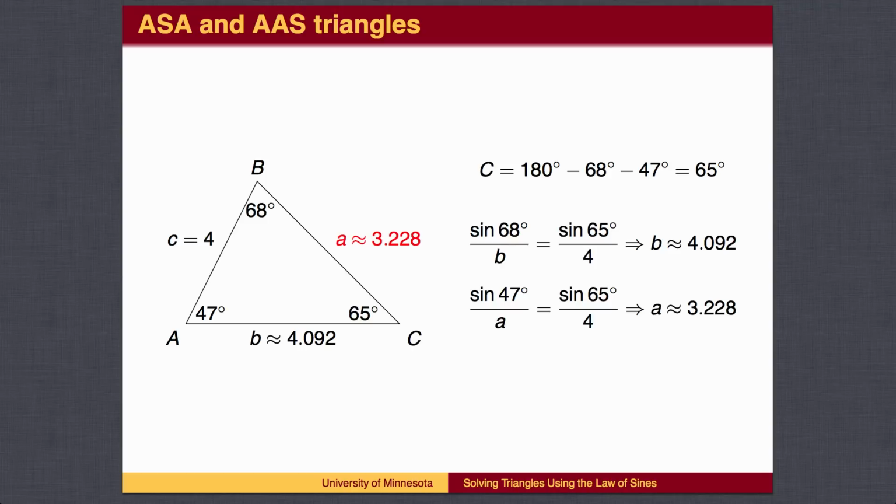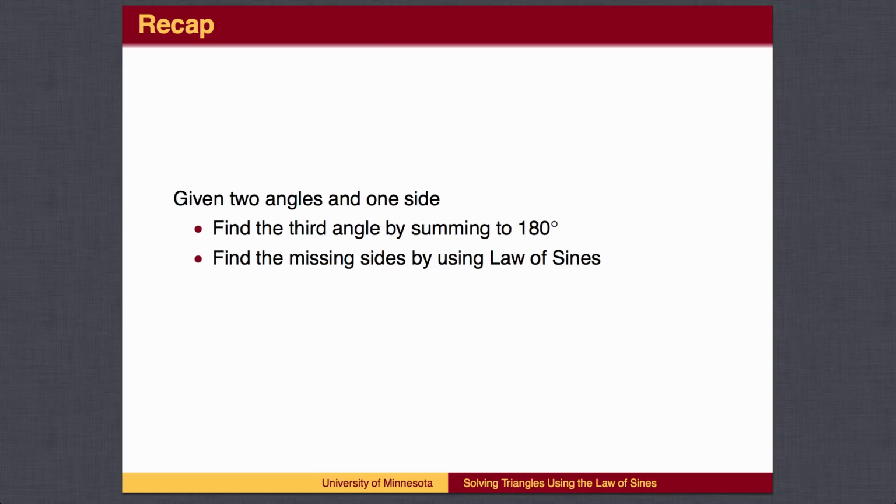For accuracy, when finding the second answer, in this case side a, it is best to use information which is not rounded off, rather than using an approximate answer, like the length of side b, to find a second answer which is rounded off. To recap, given two angles and one side, we can first find the third angle because the three angles add to 180. Then we can find the missing sides using the law of sines.